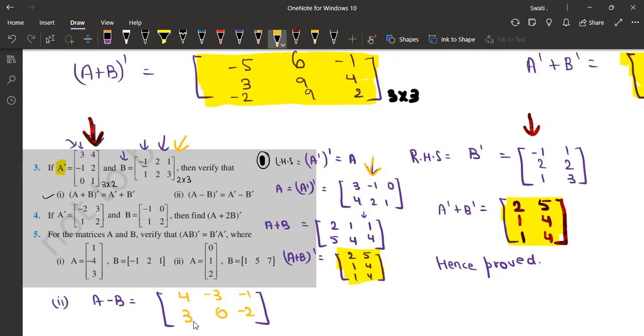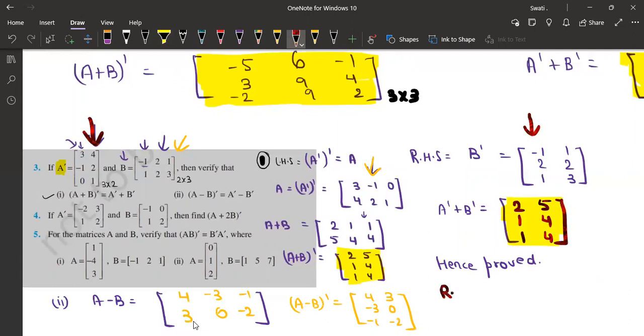But we have to find out (A minus B) transpose. So what will be (A minus B) transpose? It will simply become: first column will become the first row. So 4, 3, minus 3, 0, minus 1, minus 2. So this is our LHS. Now we will find out RHS.